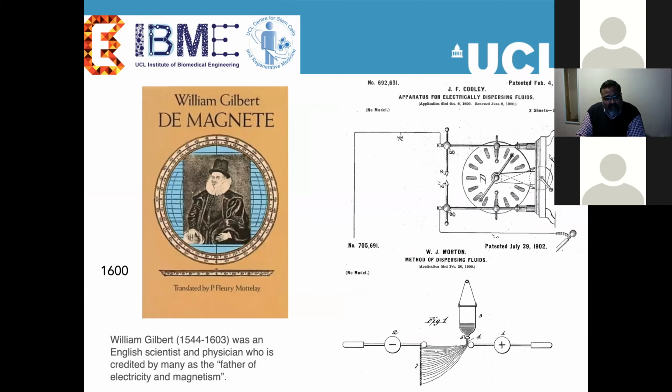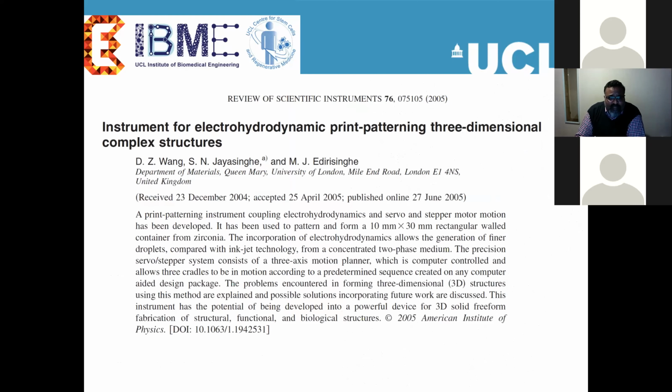So the image I told you, William Gilbert published his book in the 1600s. He was the first one to start the electrospraying endeavor, and you can see the two patents on electrospinning by Cooley and Morton here. So electrospinning and electrospraying are not new technologies.